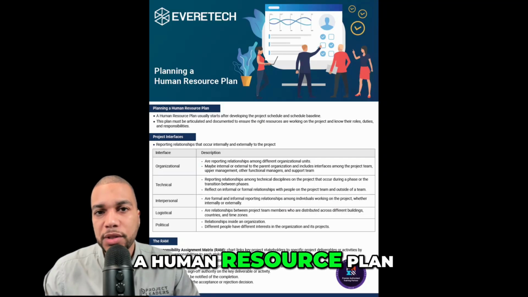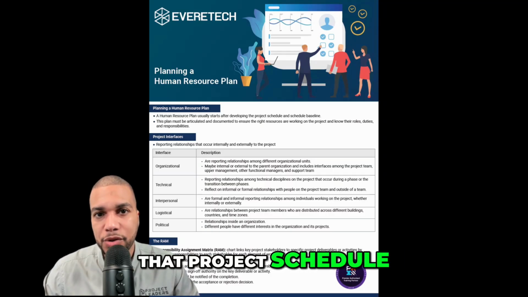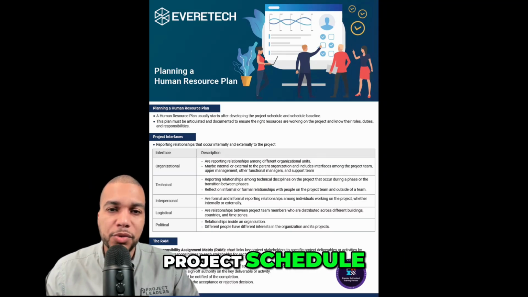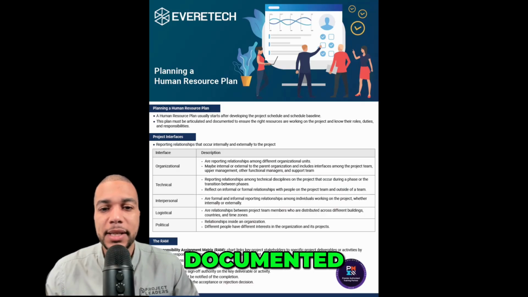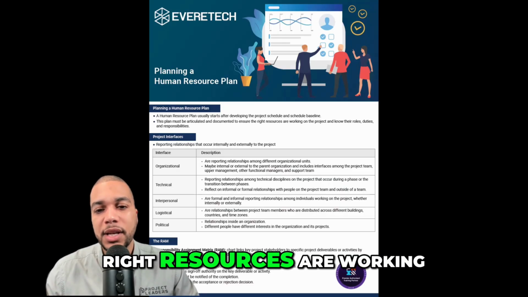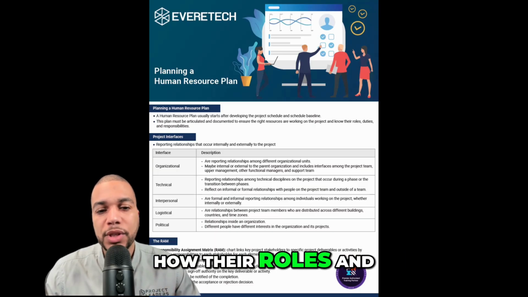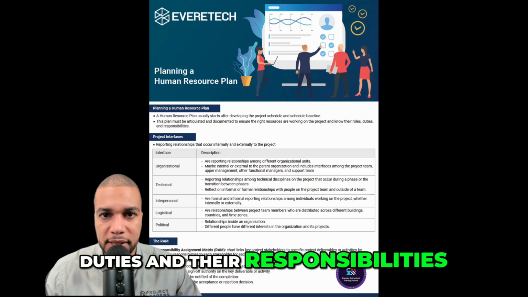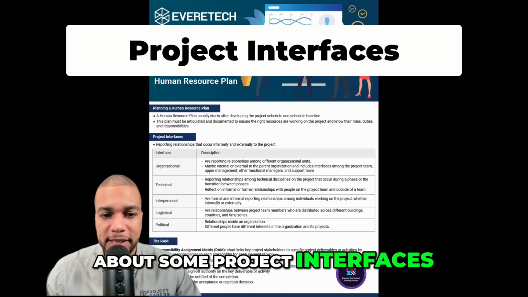A human resource plan usually starts after developing that project schedule. After you develop that project schedule and that schedule baseline, this plan will be documented to ensure that the right resources are working on the project and how their roles and duties and their responsibilities will be aligned. We're going to talk about some project interfaces.